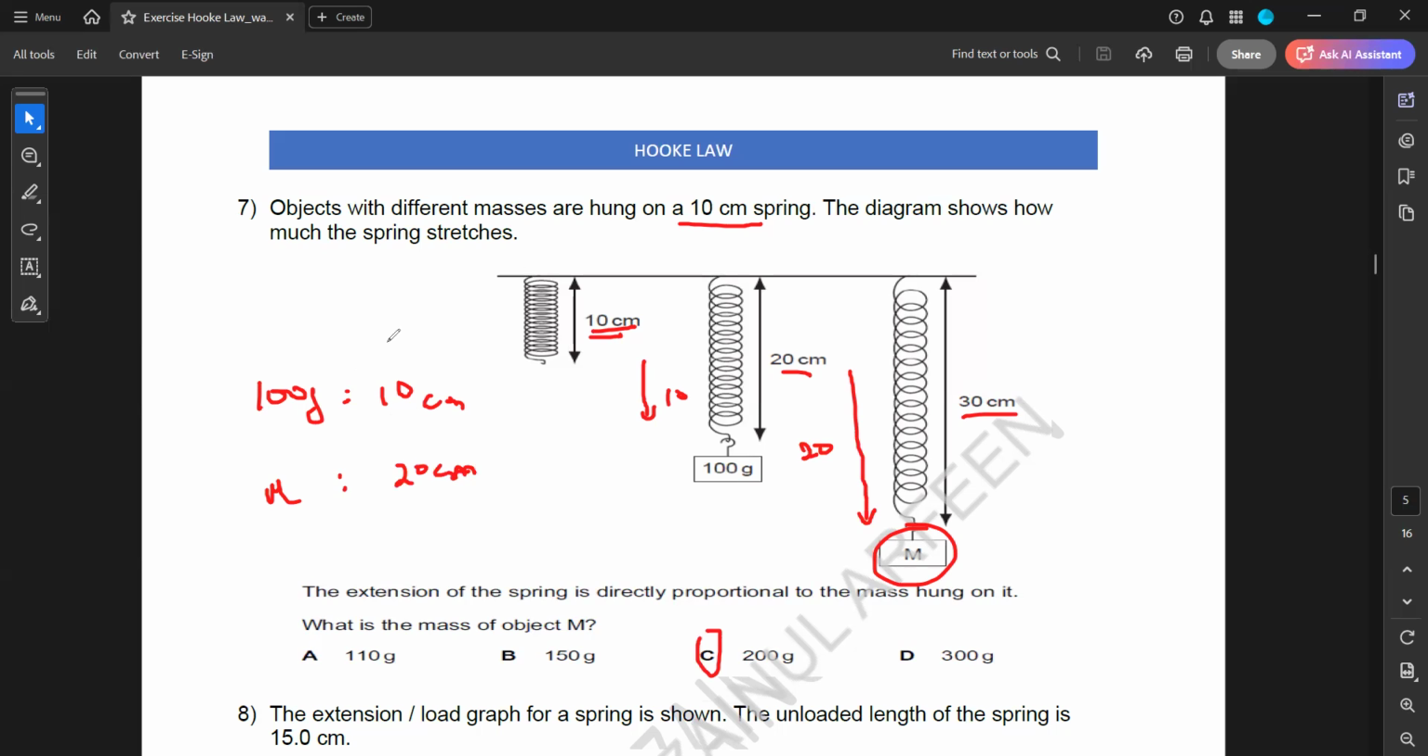We just cross multiply: 100 is causing 10, M is causing 20. So 100 multiplied by 20 divided by 10 will give us M, and when you simplify, you will get 200 gram. The extension is directly proportional to the load, so the greater the load we apply, the greater the extension of the spring. Is it clear? Yes, sir.